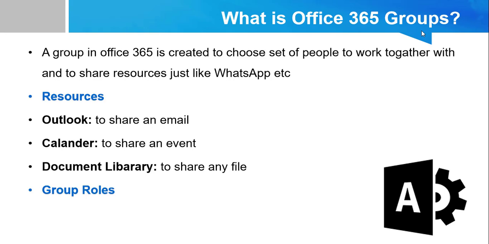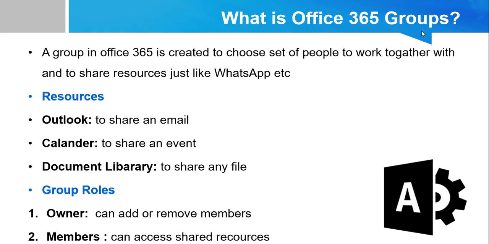There are two main roles related to an Office 365 group. Number one, owner, and number two, members. Each group must have an owner and members. The owner can add or remove members, while group members can access shared resources. These resources, Outlook, calendar, and document library, can be accessed by the group members.